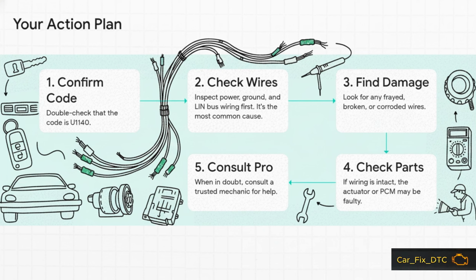3, get under the car and give those wires a good visual inspection. You're looking for anything obvious: frayed spots, broken connections, corrosion. Remember, these wires live in a really tough environment, so getting damaged by road debris or moisture is super common. 4, if the wiring looks absolutely perfect, then you can start to think about replacing the actuator or the PCM. And 5, which is always a great option, if you're not comfortable doing this yourself, there is absolutely no shame in calling a mechanic you trust.